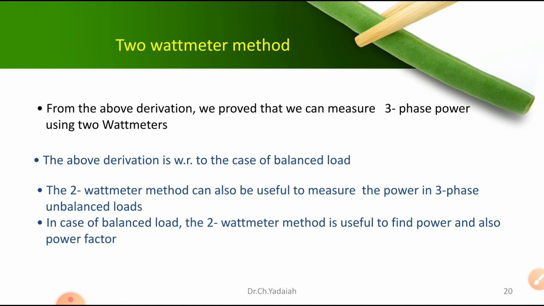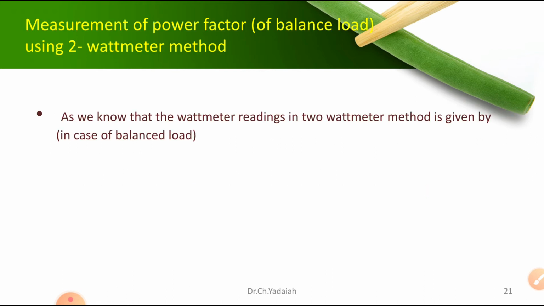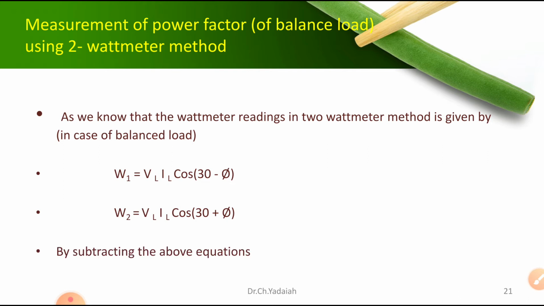From the above derivation for the balanced load case, the two wattmeter method can also be useful to measure the power in 3-phase unbalanced loads. In the case of a balanced load, the two wattmeter method is useful to find the power and also the power factor. As we know, the wattmeter readings in the two wattmeter method for the balanced load are W1 equal to this much and W2 equal to this. So by subtracting we get W1 minus W2.